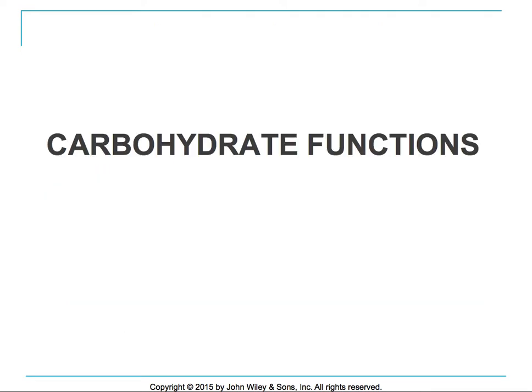All right, I want to talk a little bit more about carbohydrate function. Some of this is going to be a repeat from the first half, but I want to make sure that you understand it and maybe present it in a different way to give you a better understanding.